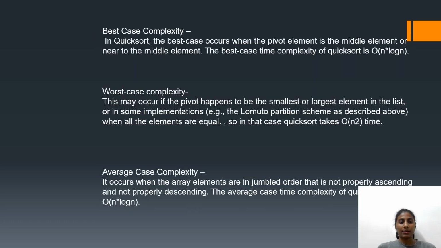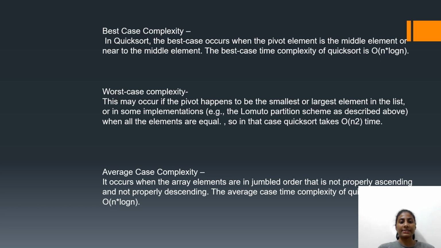Best case complexity. In quicksort, the best case occurs when the pivot element is the middle element or near to the middle element. The best case time complexity of quicksort is O of n log n.